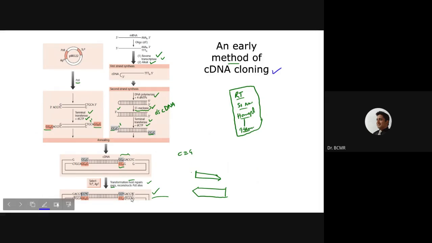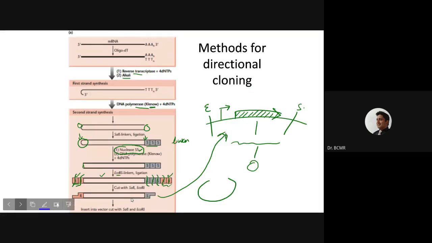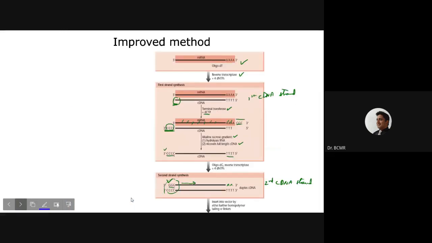There are 2 problems with this. One is loss of information here on the 5' end, and the second is directional cloning. One of the methods solves directional cloning. Here they use it nicely because they're adding the linker prior to cleavage with S1 nuclease. That's a smart move. And then adding the second one for directional cloning. It solves the problem of directional cloning, but it does not solve the problem of loss of information.